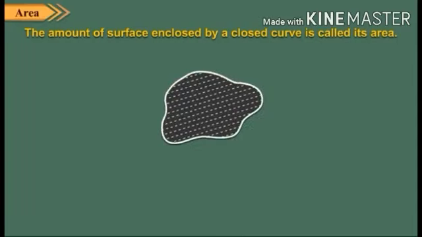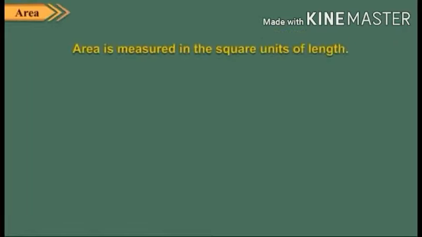Area. The amount of surface enclosed by a closed curve is called its area. In the figure, the shaded region shows the surface enclosed by the closed curve. So, the shaded region is the area of the figure. Area is measured in the square units of length.